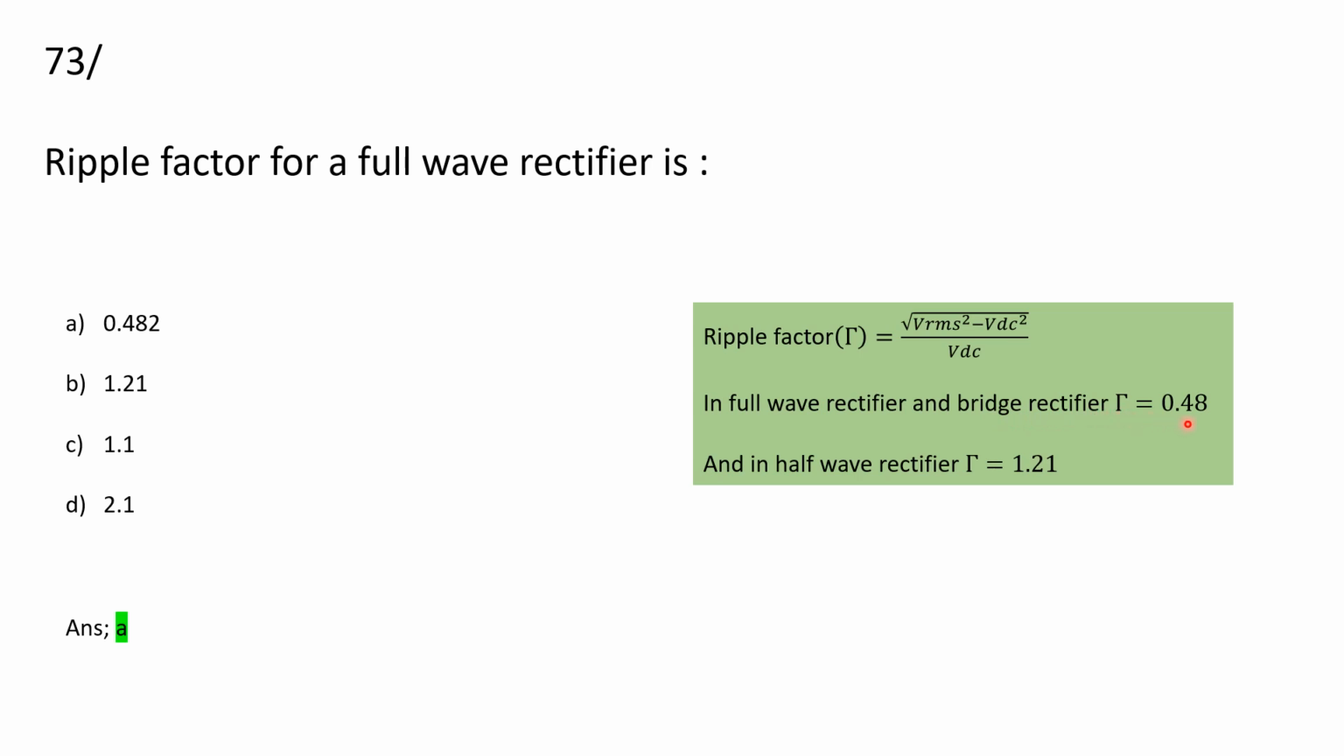So by calculating it, we can find the result in a full wave rectifier. This will be 0.48, and in a half wave rectifier, the gamma value will be 1.21. Because here it has been asking about the full wave rectifier, our result will be option A, that is 0.482.